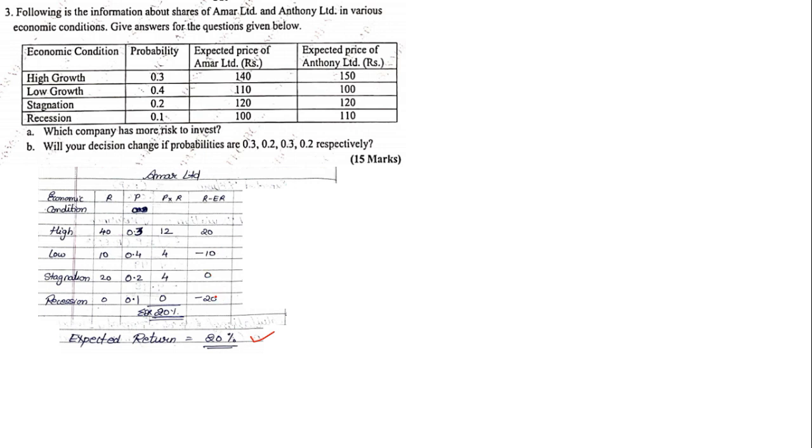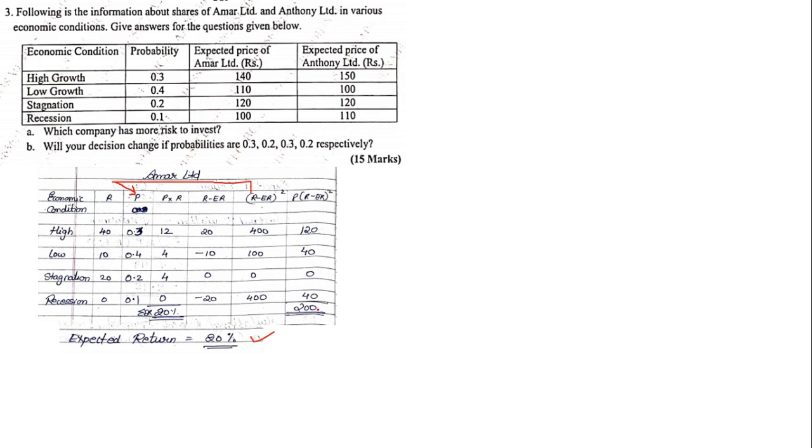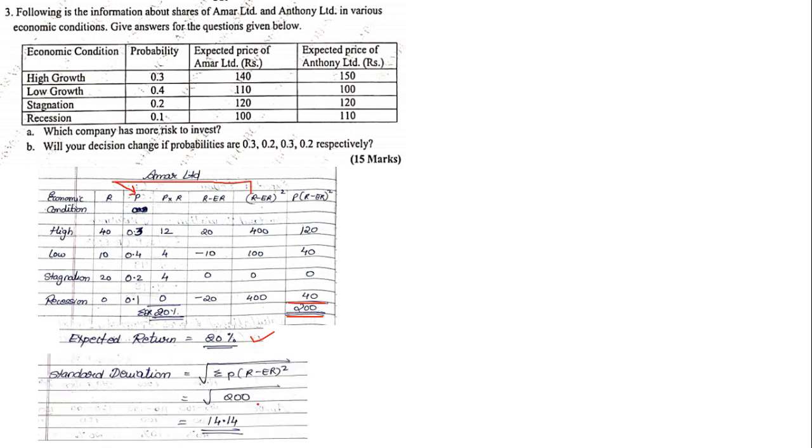Now we need the square of these numbers, so 400, 100, 0, 400, and last we need to multiply the square with the probability. Okay, so 400 into 0.3, 100 into 0.4, 0 into 0.2 and 400 into 0.1. We get the values as 120, 40, 0, 40. Total comes to 200. Once we get 200, this is nothing but the variance. So standard deviation is the root of variance, which is root of 200, which comes to 14.14.